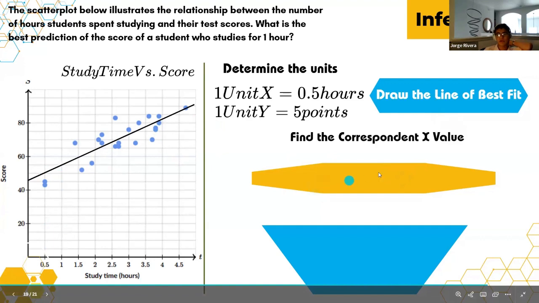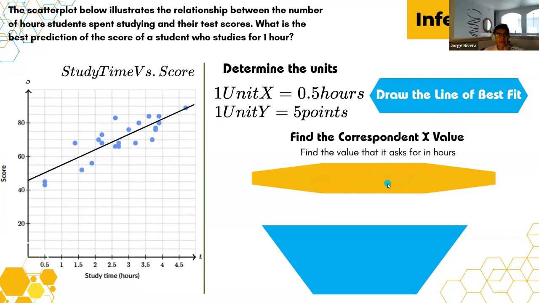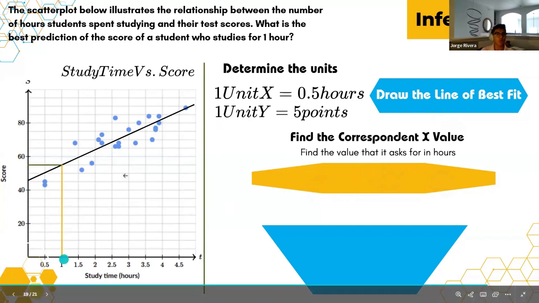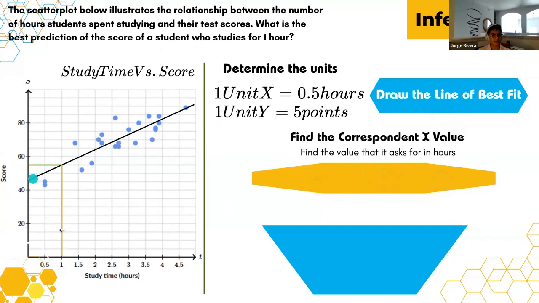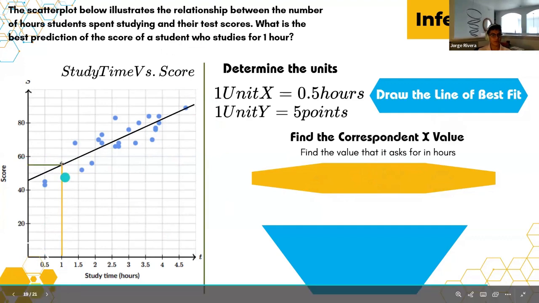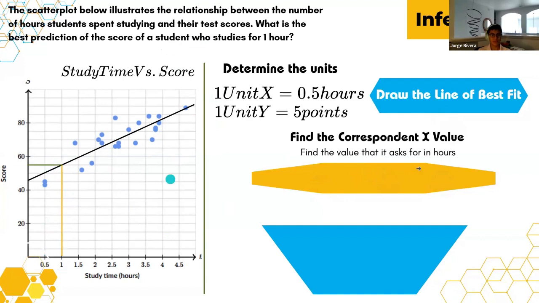So find the corresponding x value, the value that it asks for in hours. So here we have 1 hour, because we're trying to find the score of a student that studies for 1 hour. So it's 1 right here, boom. And so we see that this correlates right over here on the dependent side. It has a value over here, because here on the line has a value right there.